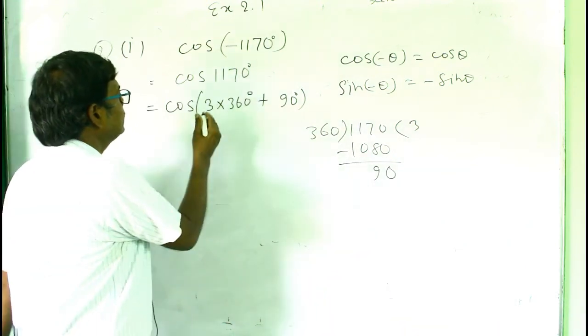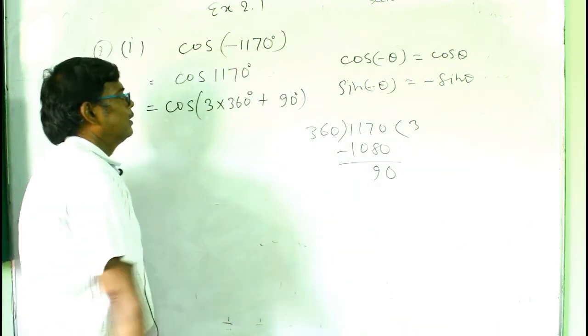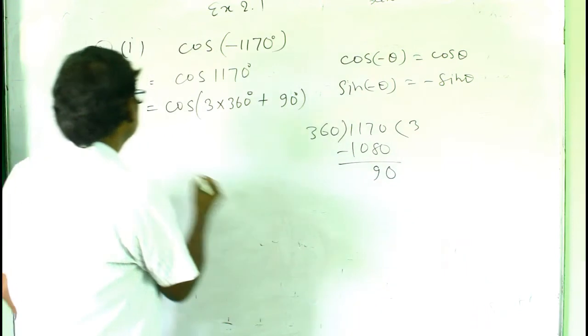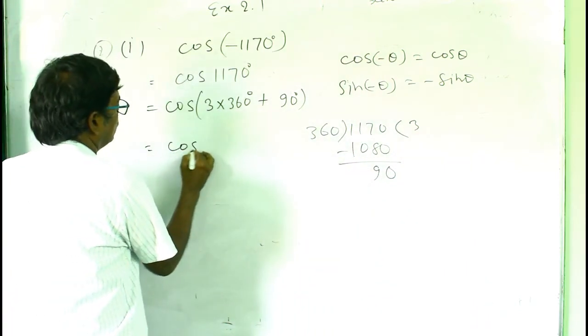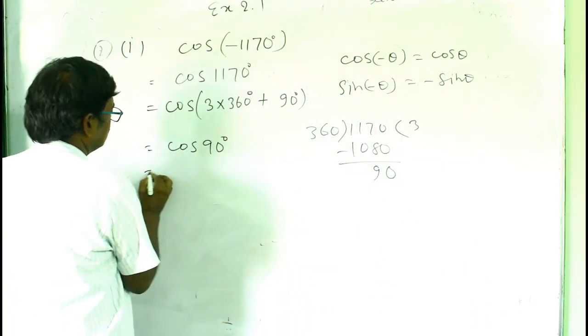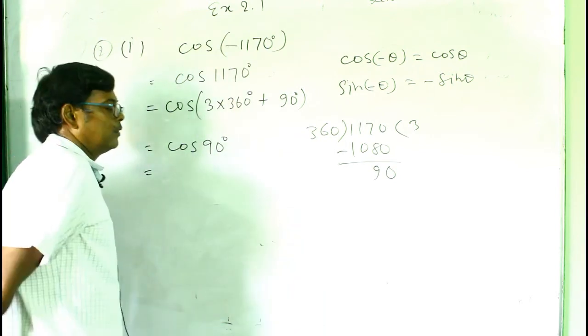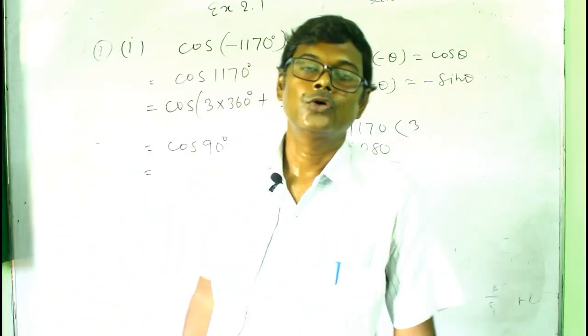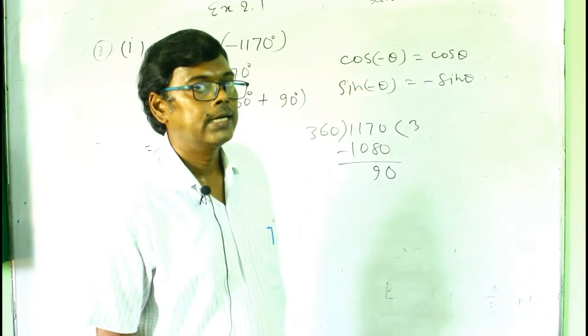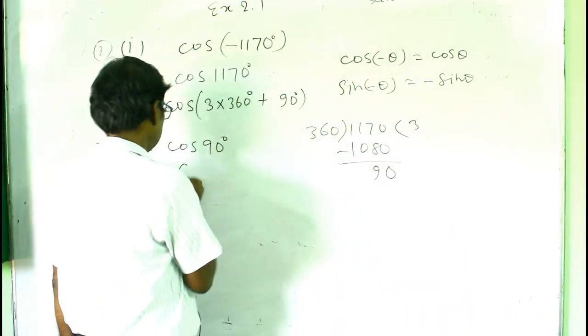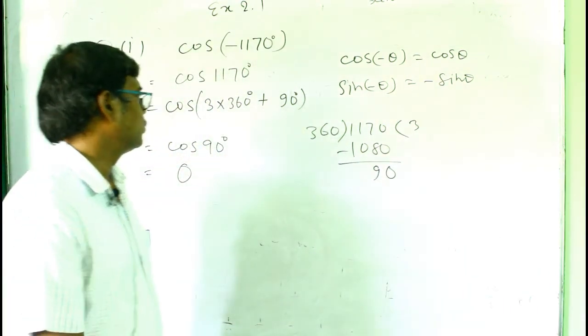Now here you have 3 into 360 plus 90, so this will be equal to cos 90 degree. You know that cos 0 equal to 1 and cos 90 equal to 0. So the value of this will be equal to 0.